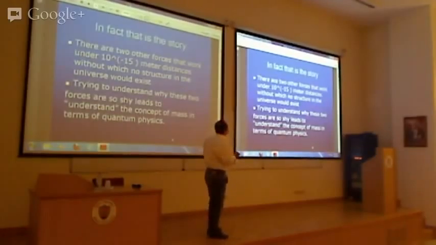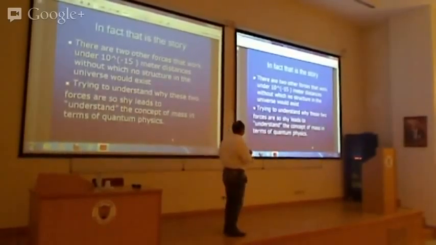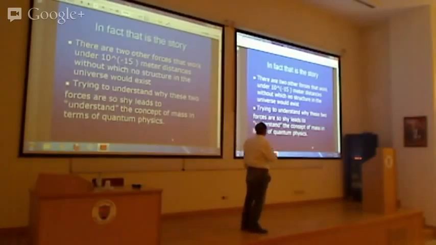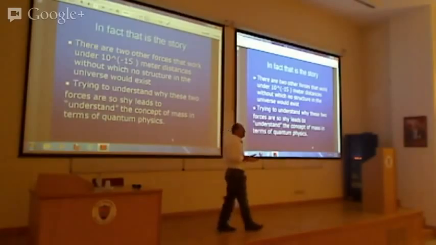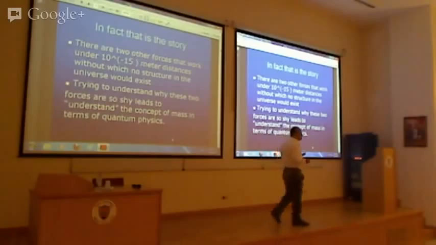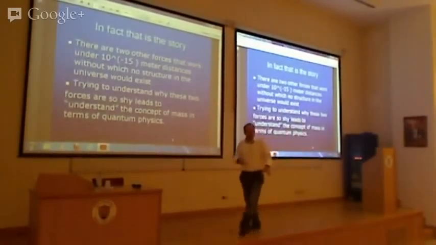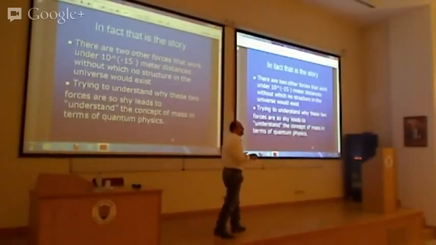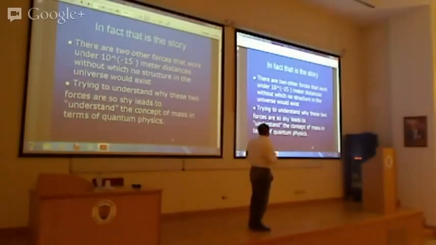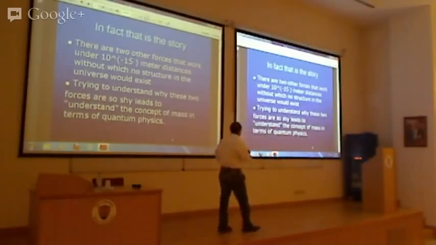Okay? There are two other forces, strong and weak forces, that work below 1 fermi, or 10 to the minus 15 meter distances, without which no structure in the universe can actually exist. That's important. Okay? These forces are really shy. They are there, but without them, actually, we cannot have an atom. We cannot really have anything. So we have to understand these forces.